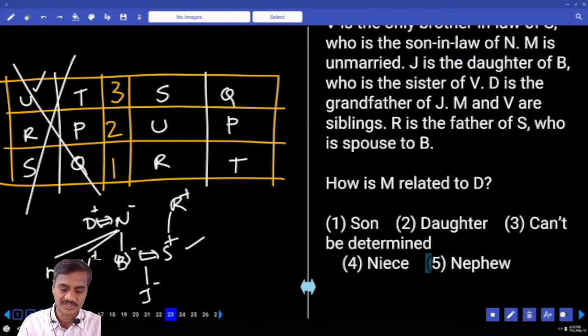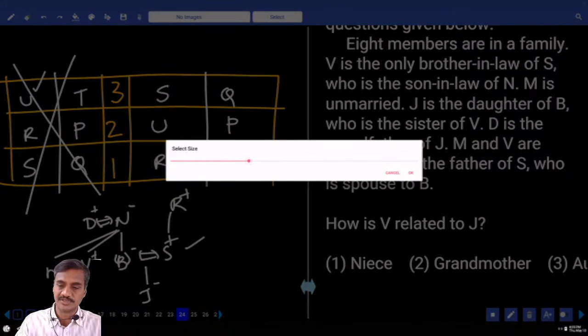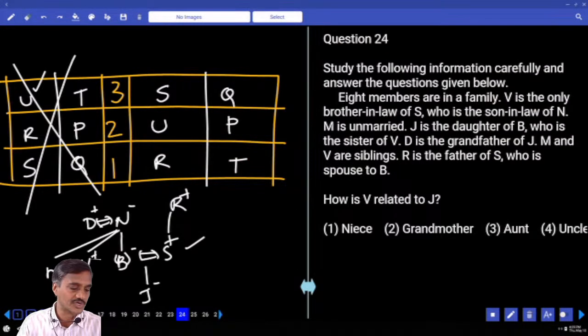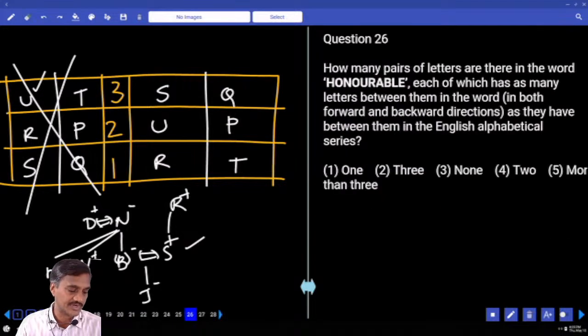And next one, how is V related to J? V is J's mother's brother. Mother's brother is uncle, and that is given in the choice for question number 24. Then 25, how is B related to R? R's son's wife. Son's wife is daughter-in-law, the choice for 25.